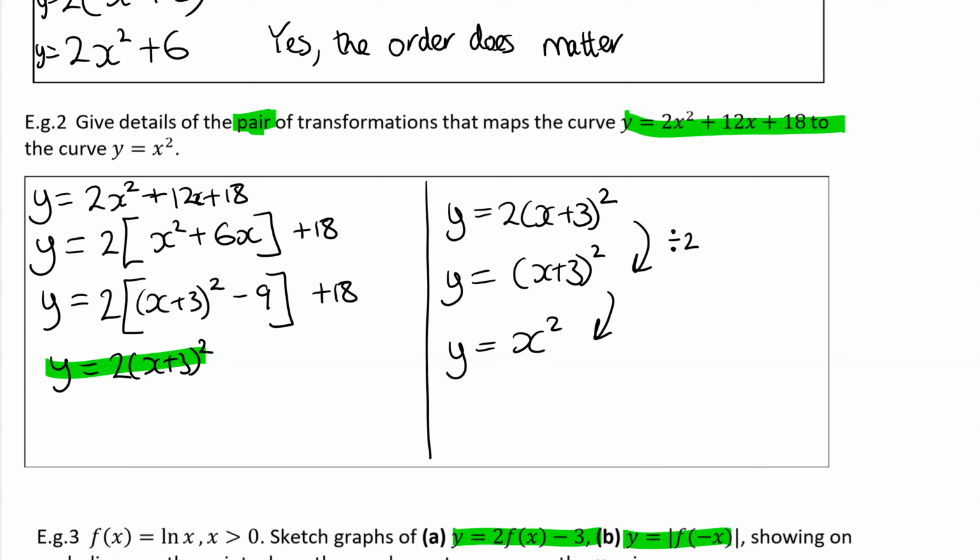Then what happens is, at the moment, you've got x plus 3 in the bracket all squared, but then instead of x plus 3 in the bracket, you've now just got x on its own, but then just squaring it. So essentially you've subtracted 3 from the x.